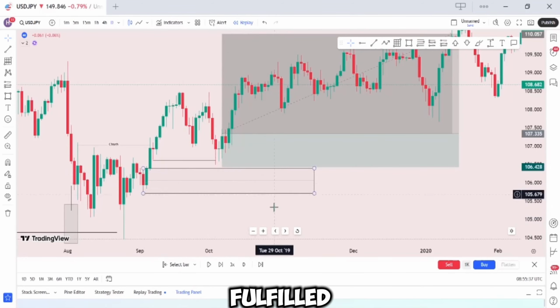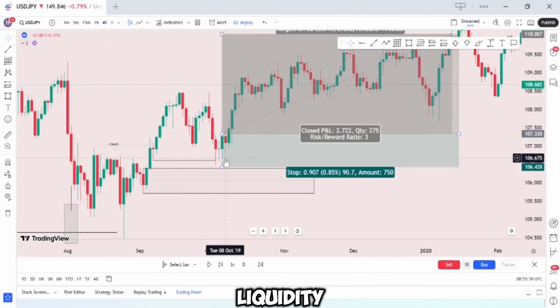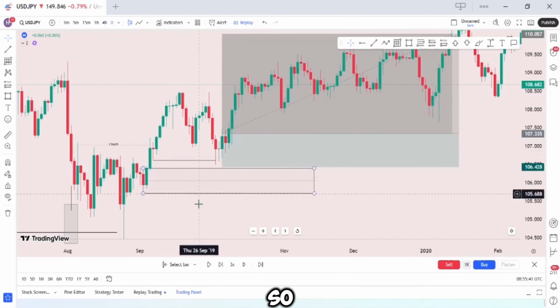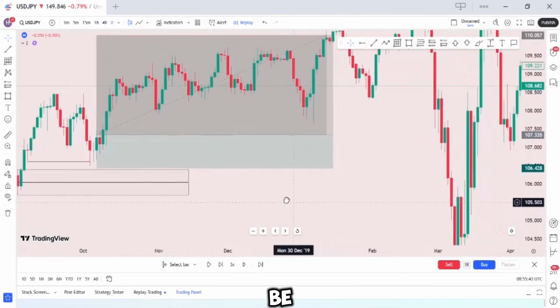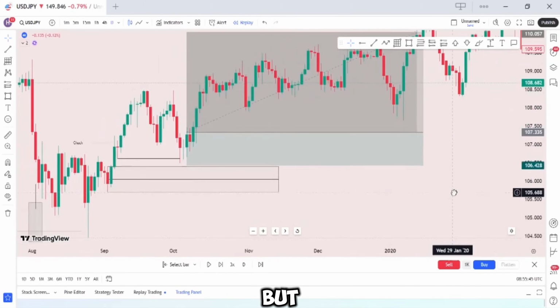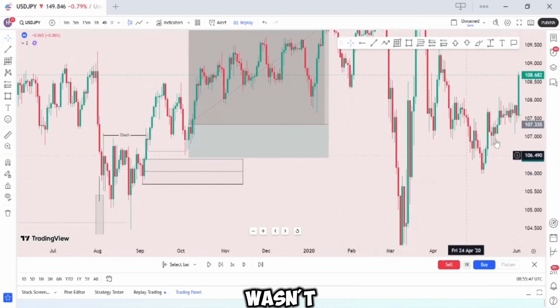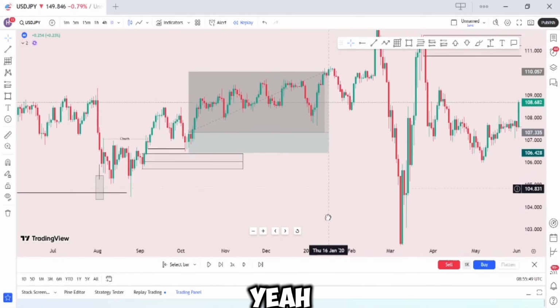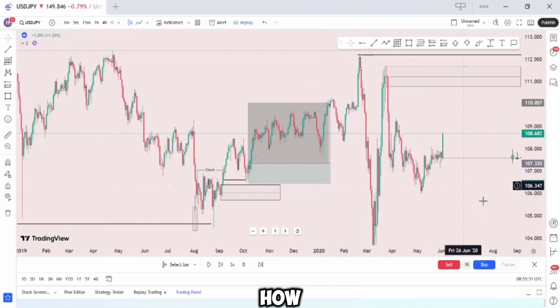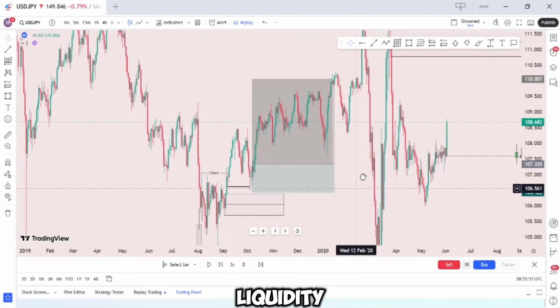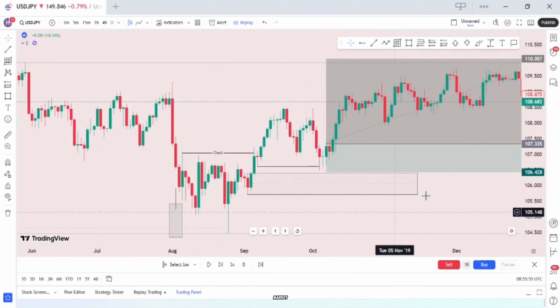Likewise, the order was not filled. The market only tends to take liquidity before the movement. So this order block here will likely be filled later, but in these cases it wasn't. So yeah, this is how we identify a sweep of liquidity. This is the buying structure of the market.